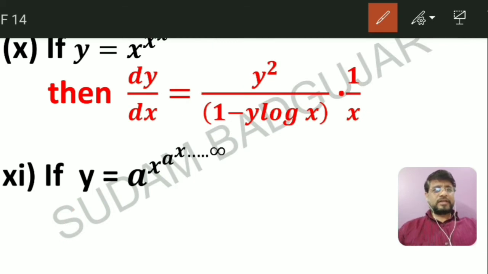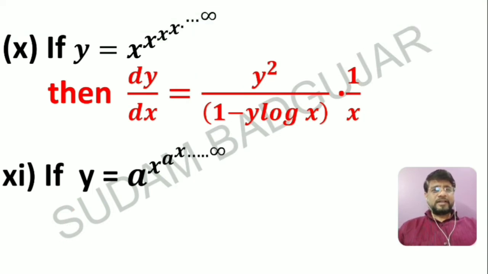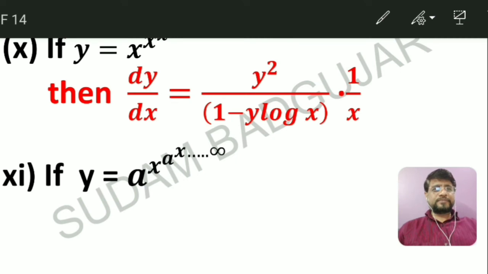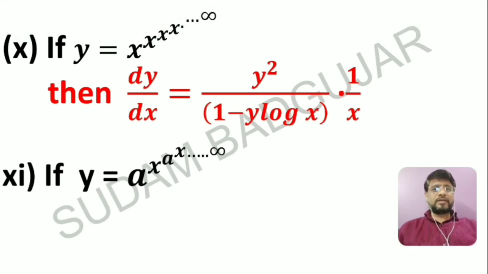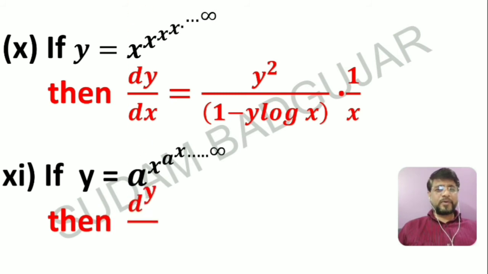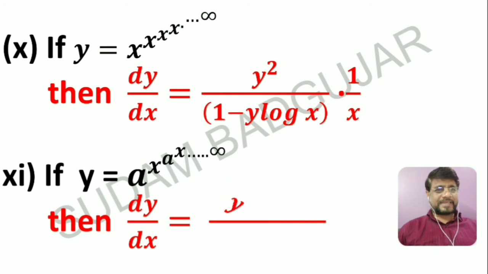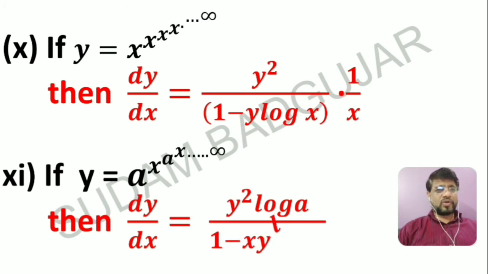So the next, the solution for 11th is y square into log a upon 1 minus xy into log a. That's it. Y square into log a upon 1 minus xy into log a. It's a very simple form.